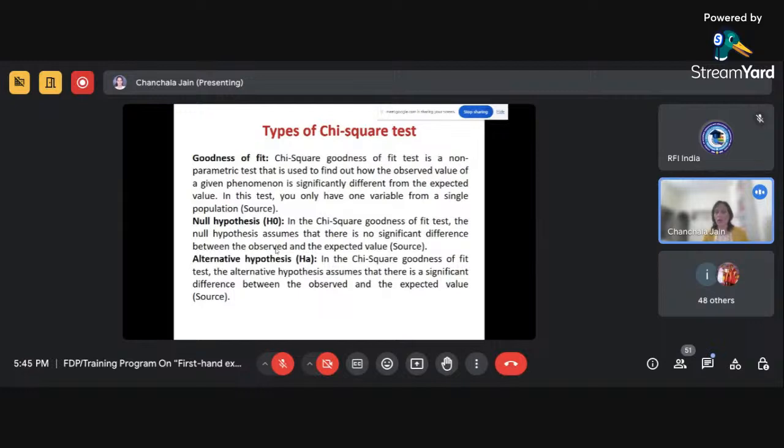Now talking about how to formulate the hypothesis for the chi-square goodness of fit. A very simple way of formulating the hypothesis is that generally we write: there is no significant difference between the observed and the expected frequencies. This way we can formulate the null hypothesis, and alternatively we can say that there is a significant difference between the observed and the expected frequencies. I hope it is fine. Is the concept of goodness of fit clear?